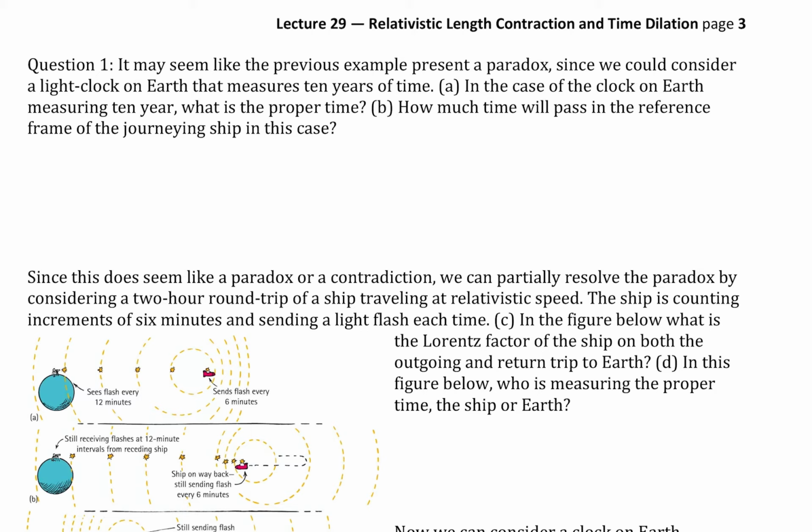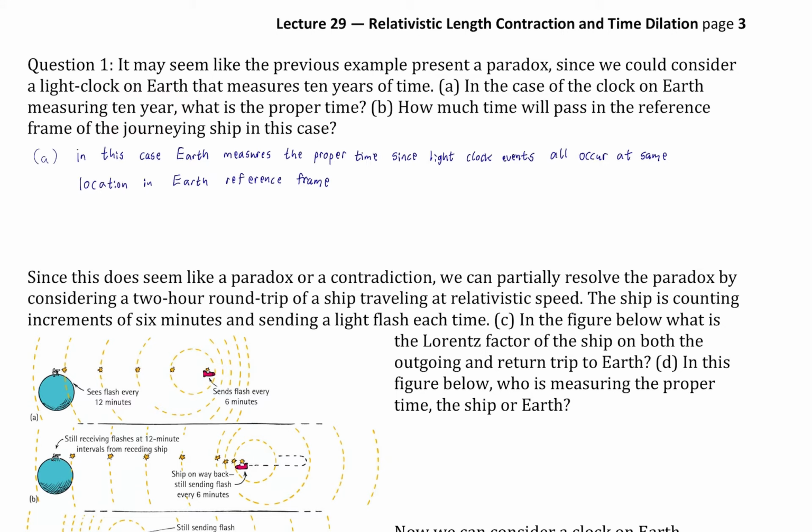So in the case of the clock on Earth measuring 10 years, what is the proper time? Well, in this case, Earth measures the proper time, since the light clock events all occur at the same location in Earth's reference frame. They would not all occur at the same location in the ship's reference frame, so the ship would no longer be measuring proper time. Okay? So we would just use the same expression, except now the elapsed time would be the elapsed time in the ship. The proper time would be the 10 years measured on Earth.